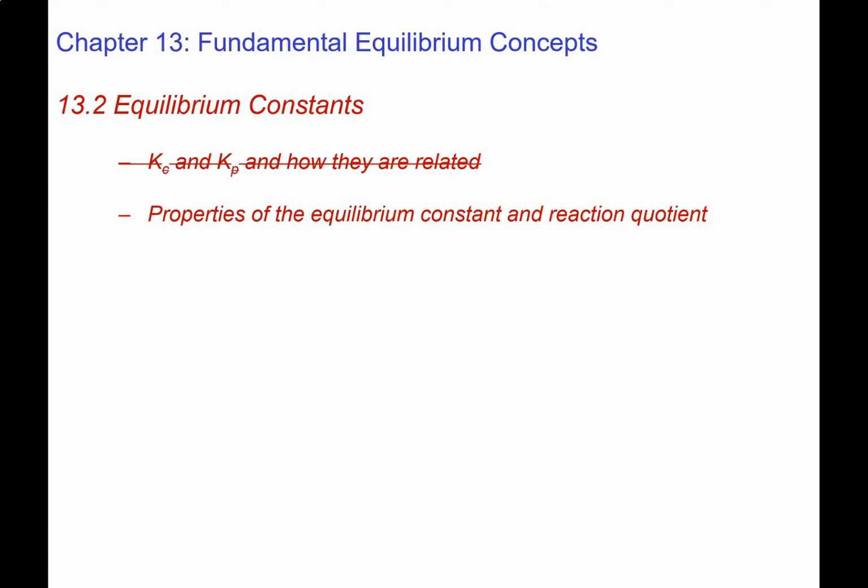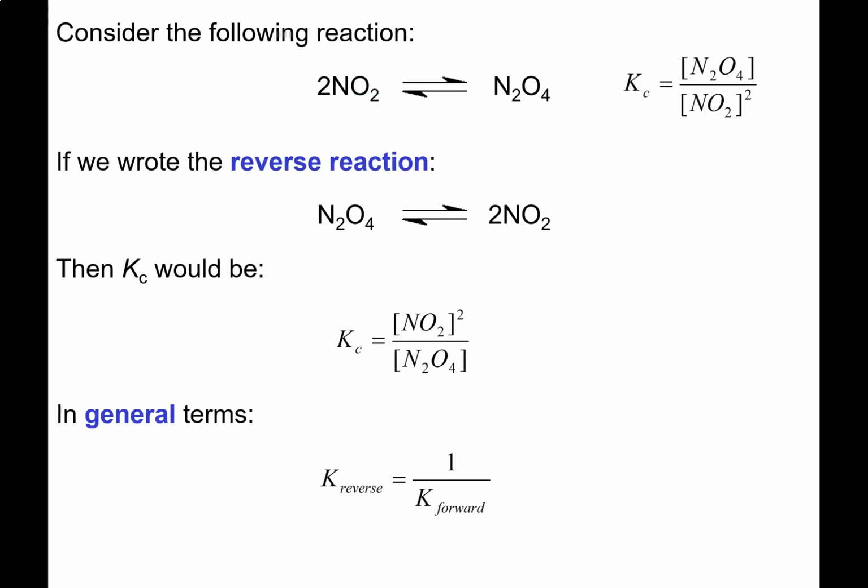In this video, we look at some of the mathematical properties of the equilibrium constant, and we're going to relate the equilibrium constant to the reaction quotient. So I'm going to go back and look at this dimerization reaction where 2 moles of NO2 are in equilibrium with 1 mole of N2O4. The concentration equilibrium constant for this reaction is products over reactants yet again. So we've got the concentration of N2O4 divided by the concentration of NO2 squared because we have 2 NO2s.